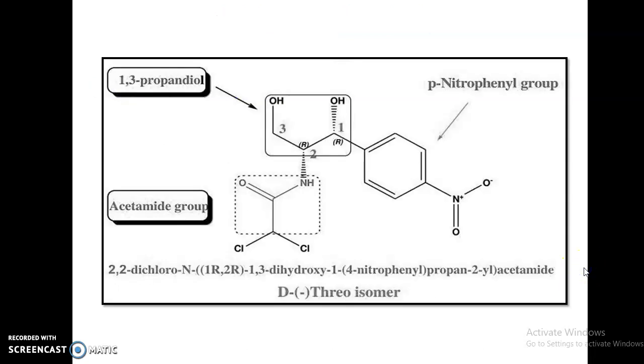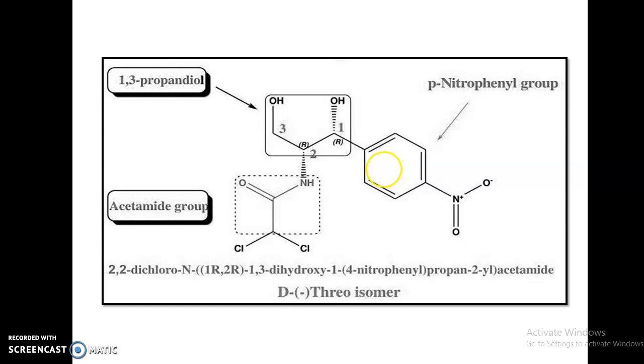This is the structure of chloramphenicol. This structure is important at the time of explanation of SAR. This structure consists of a paranitrophenyl group. Para means this position is called the para position. This is our nitro group and this is our phenyl group. Paranitro means this nitro group is present at the para position and this is our phenyl ring. This is the first part of the structure.